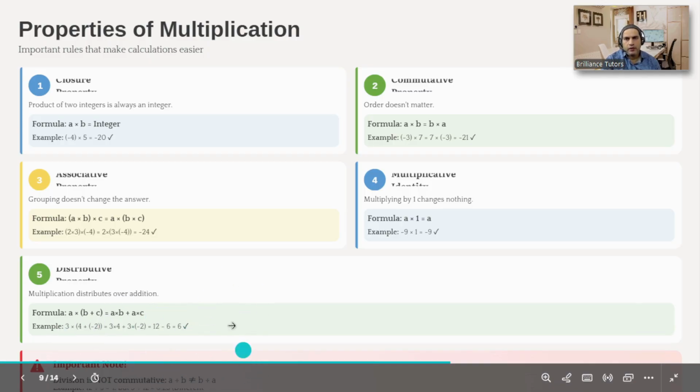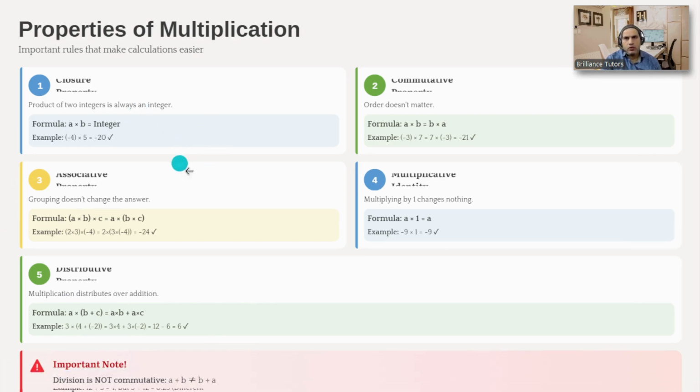Division is not commutative in integers. Only multiplication is commutative. Okay.